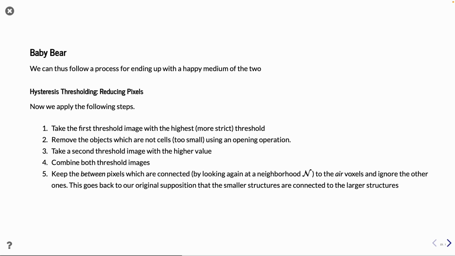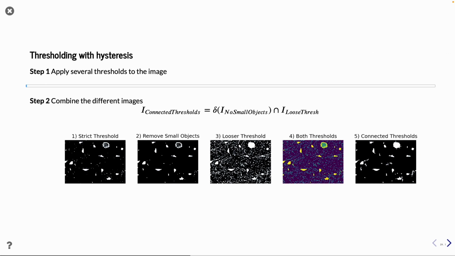And now we can use something called region growing. So we are actually taking the restrictive and growing out until we reach the boundary of the less restrictive. And with that, we can actually get a quite good segmentation.